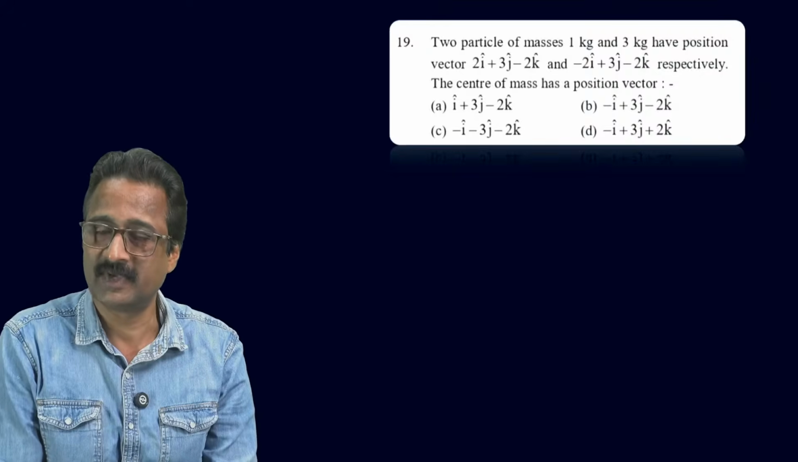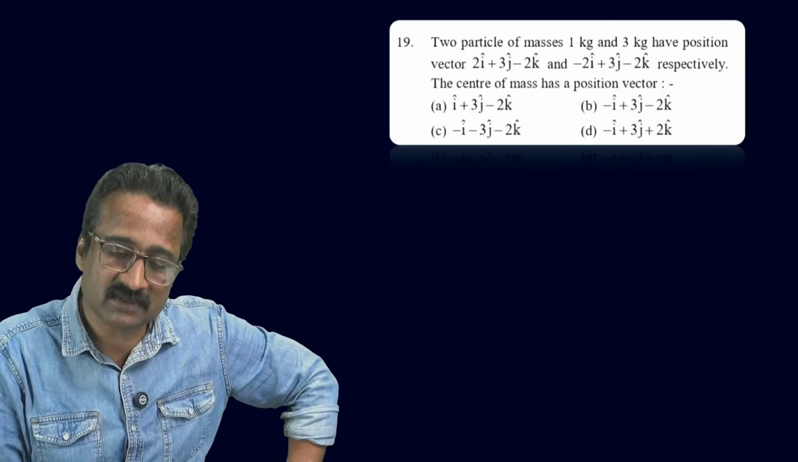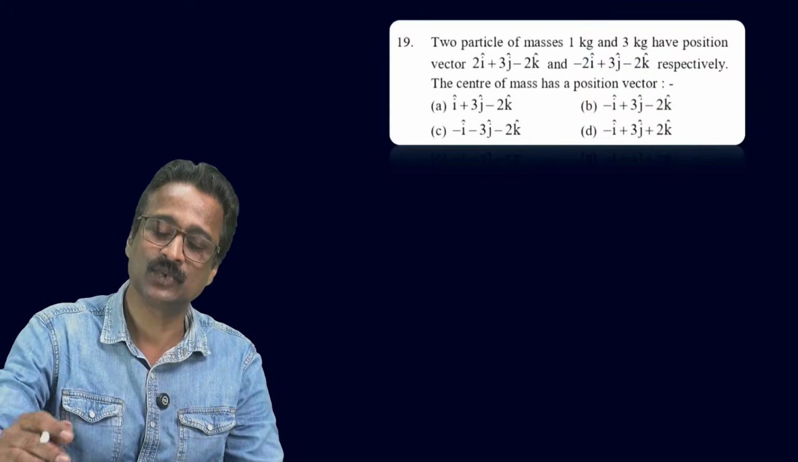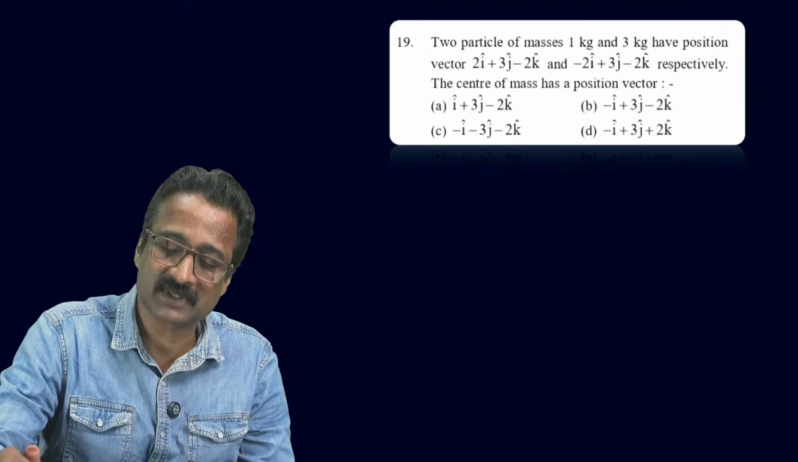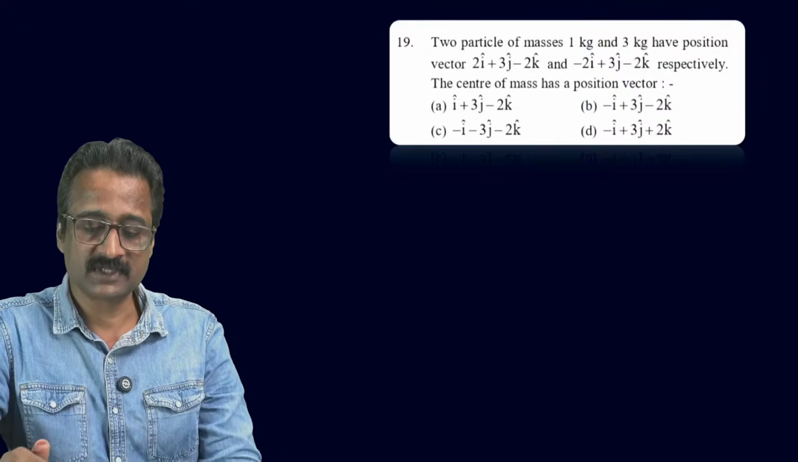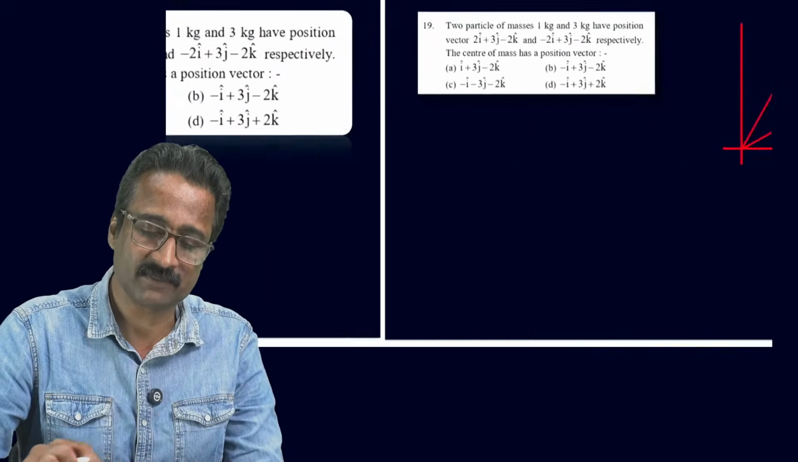Simple question, I think, so we can be a little fast. Two particles of masses 1 kg and 3 kg have position vectors 2i plus 3j minus 2k and minus 2i plus 3j minus 2k respectively. What is the position vector of center of mass? It's a direct question from center of mass.